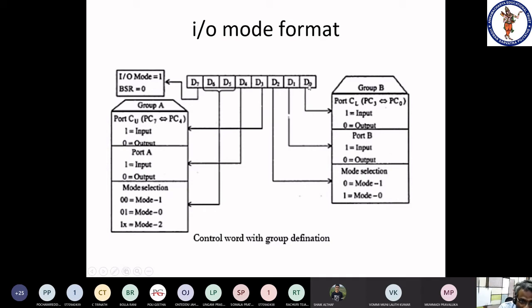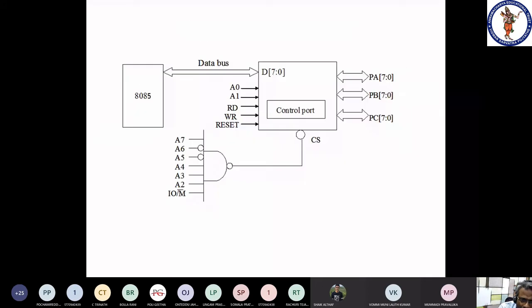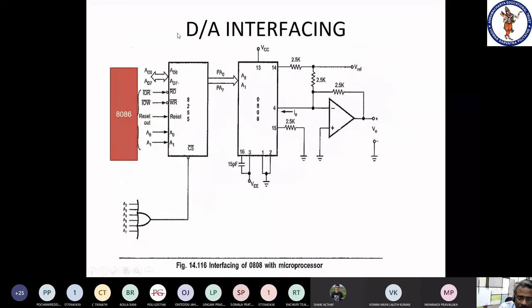But whatever the bits you are using, you should make it the appropriate bit value according to the requirement. So as per our requirement, the simple control word 80 is sufficient, 80H. So this is about the way of connections: A0 to A7 address lines are connected, and IO read bar and IO write bar are taken from the 8086 processor, connected to the RD bar and WR bar, and reset.